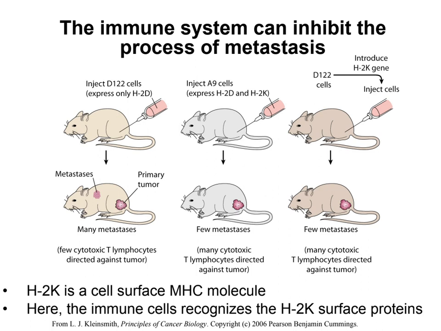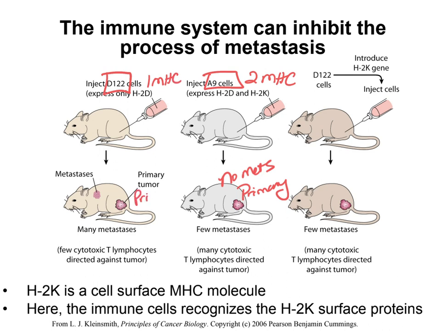So let's take a look at the difference between these two. So in the first case, we had our A9 cells. They had two MHC molecules. And what happened? They were injected. We made the primary tumor, but did we make mets? No, we made no mets or a few mets. It says below, right? Here we have the D122 cells. They only have one MHC molecule. You inject it. We have the primary, and we have mets, right?